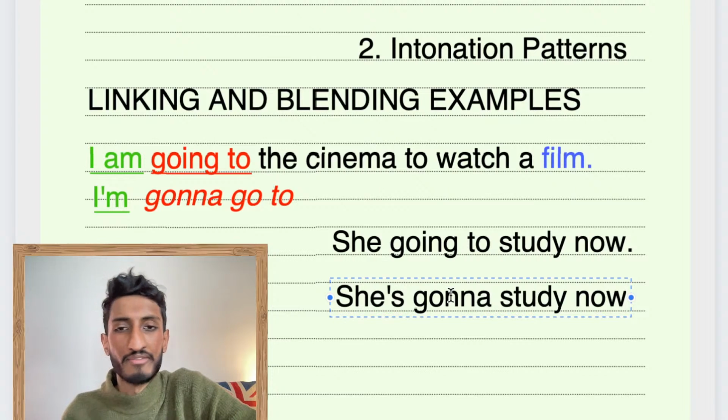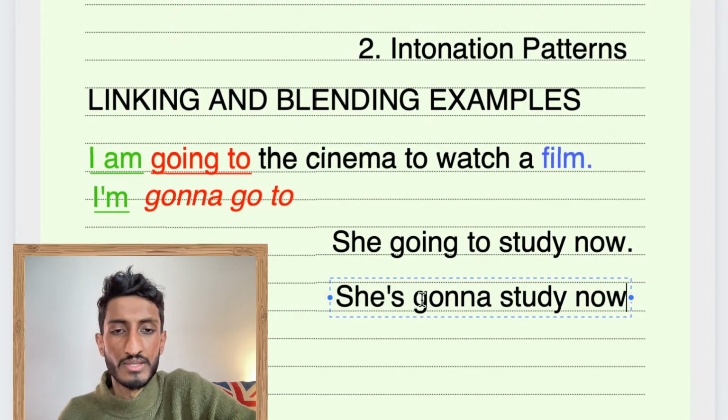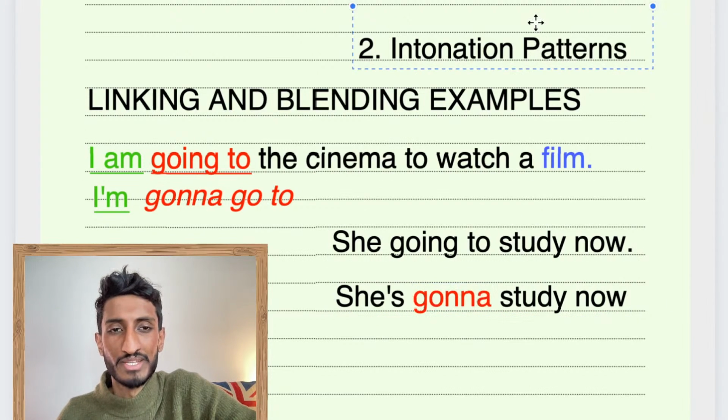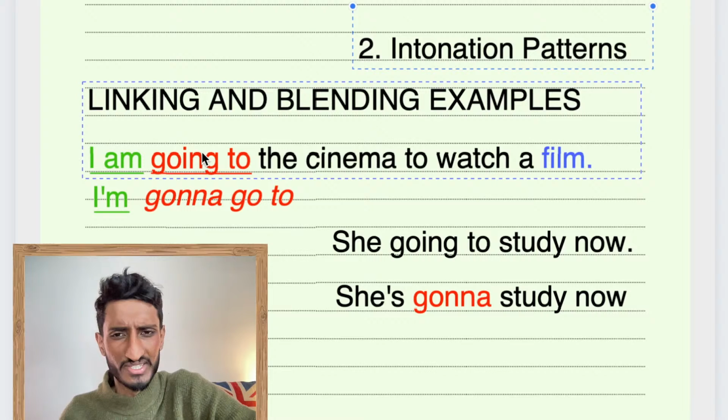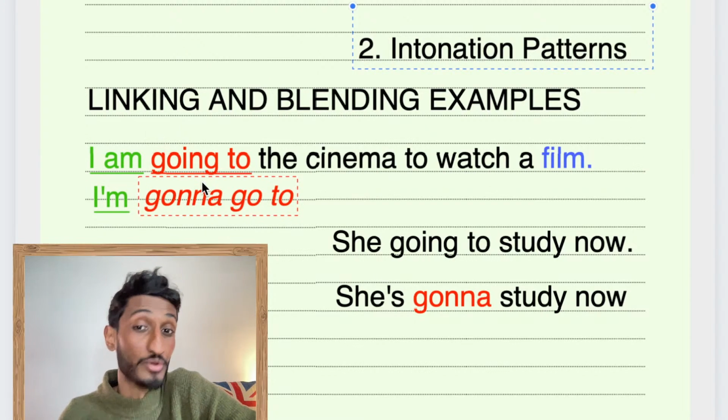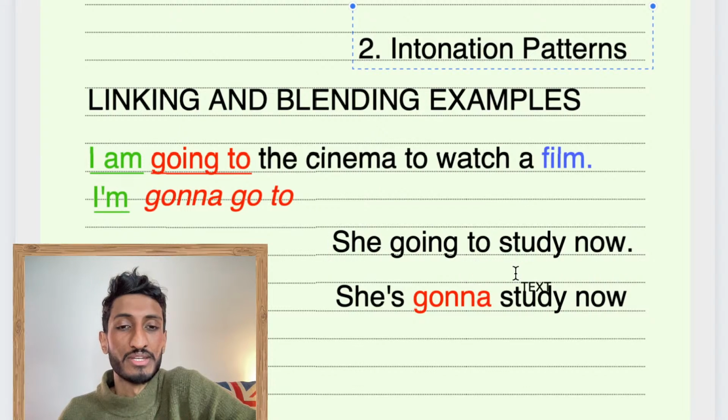Now, isn't that interesting? You don't have to add the go to at the end, right? It's not she's gonna go to study now. It's she's gonna study now. But isn't it interesting how we can't just say in this one, I'm gonna to the cinema to watch a film? That doesn't make any sense. You have to say I'm gonna go to, right? However, she's going to study now, you can say she's gonna study now. Let's do another one.